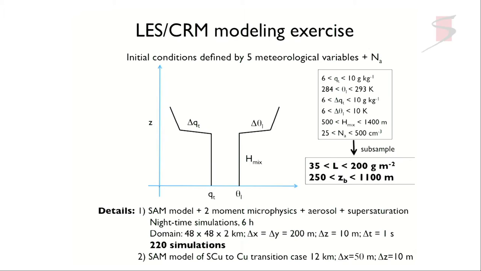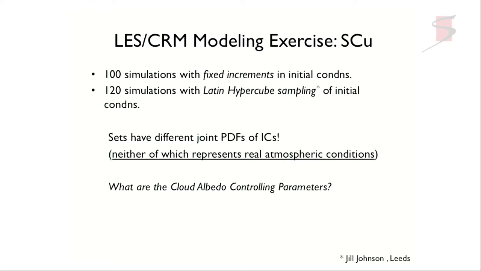The second set of simulations will actually come from a sounding from a stratocumulus to cumulus transition case. Well, we did 100 simulations with fixed increments in initial conditions, and we did another 120 with Latin hypercube sampling of those initial conditions. The key issue here is that these two sets have different joint PDFs of the initial conditions, neither of which, by the way, represents real atmospheric conditions. And that's, in some senses, deliberate, but it is also very fortuitous. And the question then is, what are the cloud albedo controlling parameters?